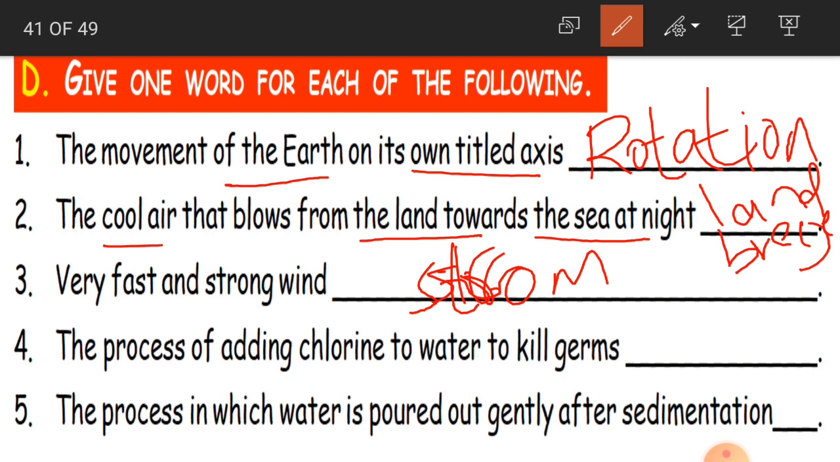And now the fourth one is the process of adding chlorine to water to kill germs. What do we call it as? We call it as chlorination. Okay. It is chlorination.